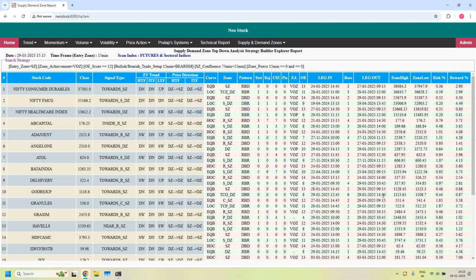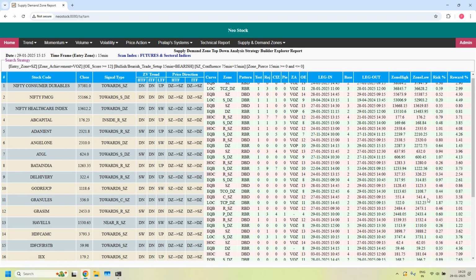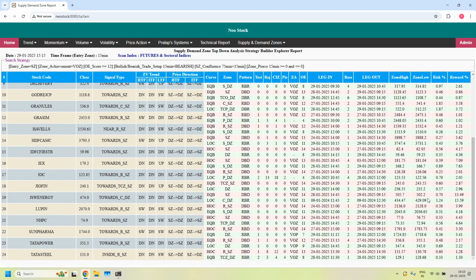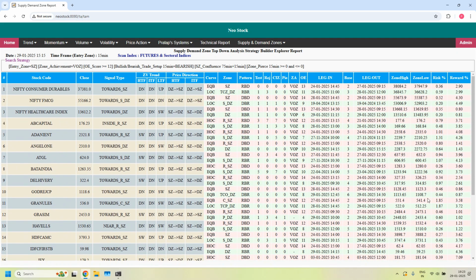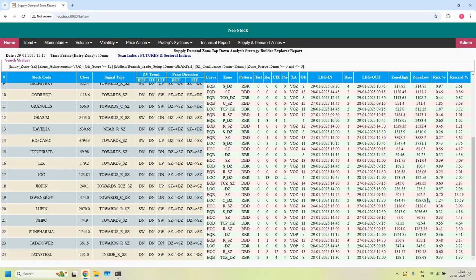With this filter, out of 24, the list has come down to 24, all 24. So that means all these 24 stocks have ITF confluence. These 15-minute supply zones are part of the 75-minute supply zone.